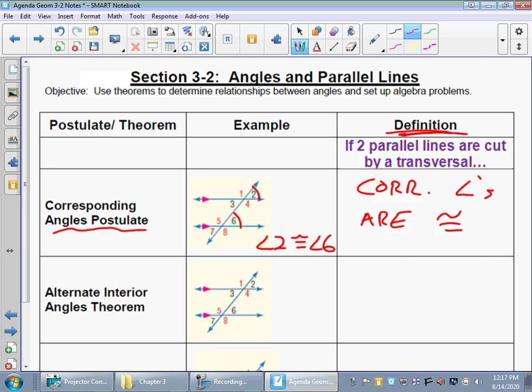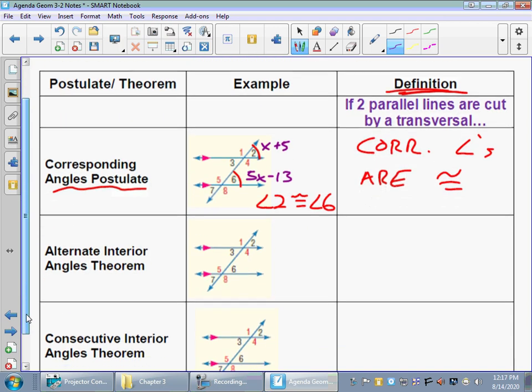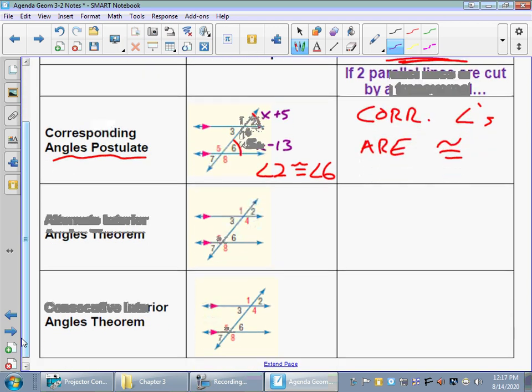What else could we do with that knowledge? One thing would be, and we'll get to this later, if we knew that angle 2 was, say, x plus 5, and angle 6 was 5x minus 13, then we could set those two equal to each other and solve an algebra problem. We'll use that information later on to find out what x is, and essentially we'd be able to find out what the angles were worth.